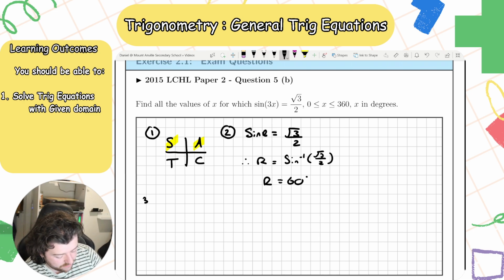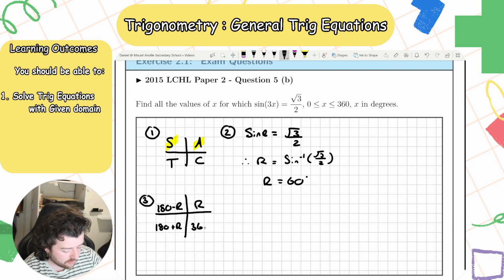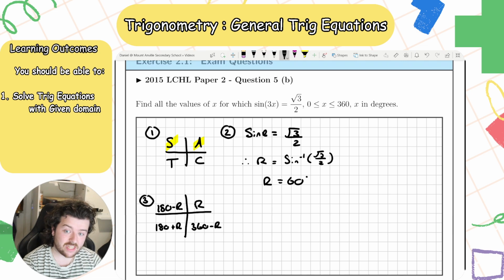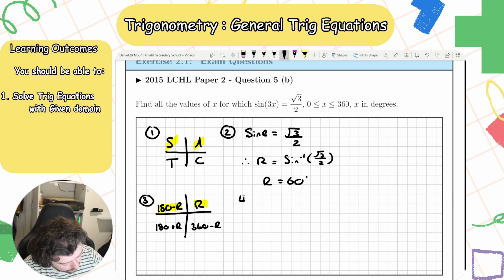Next step, let's find my two solutions here. I know I'm in the first quadrant and the second quadrant. If you recall, in the first quadrant, we just leave my reference angle as it is. In the second quadrant, it's 180 minus my reference angle. Third quadrant, 180 plus my reference angle. And then finally, 360 minus my reference angle if it's in the fourth quadrant. So I am in the first and the second quadrant. Now I find my two general solutions.